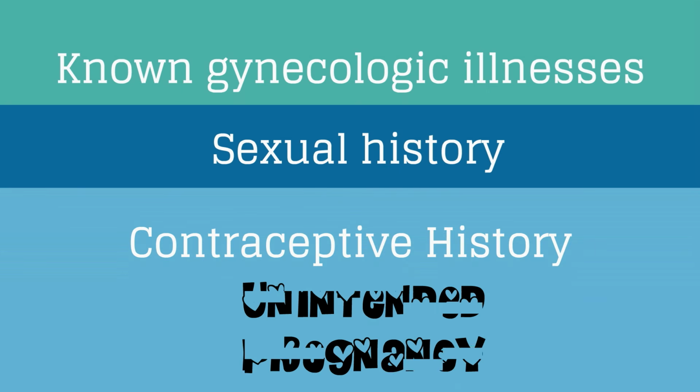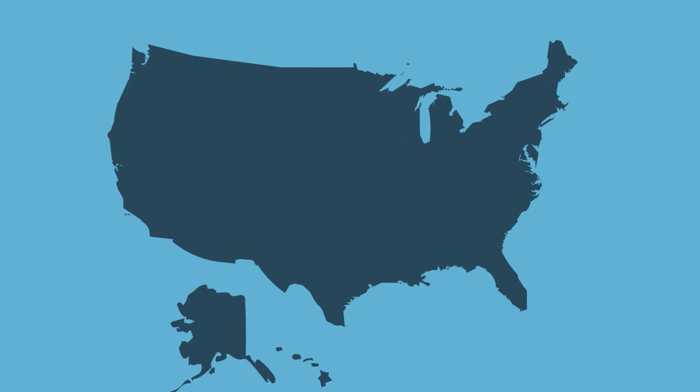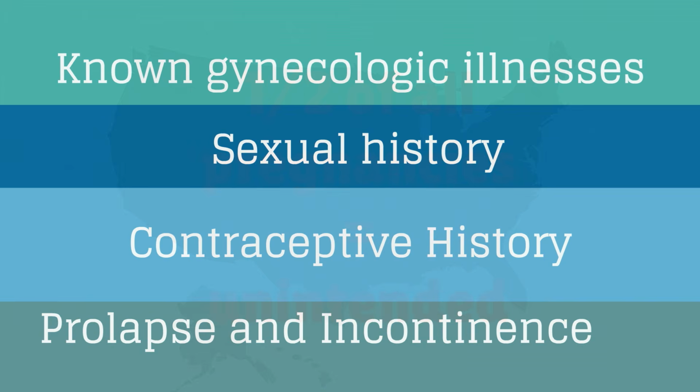Contraceptive history. What is her risk of unintended pregnancy? Anyone sexually active with men without a contraceptive plan is basically at risk for unintended pregnancy. Remember that the United States has the highest rate of unintended pregnancy in the developed world, with approximately 1/2 of all pregnancies being unintended.